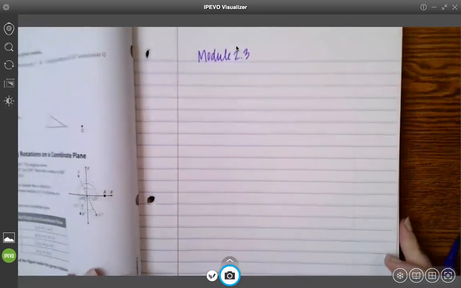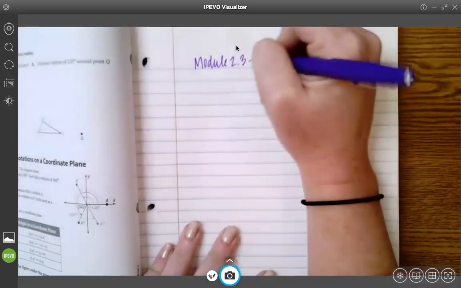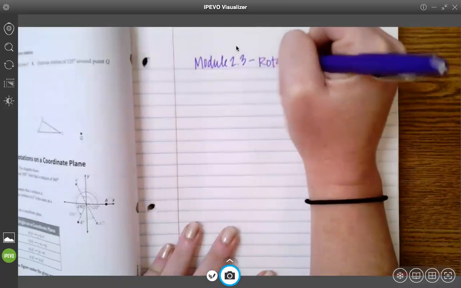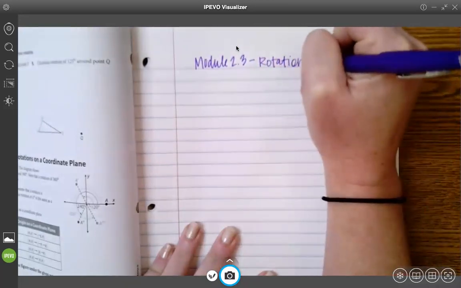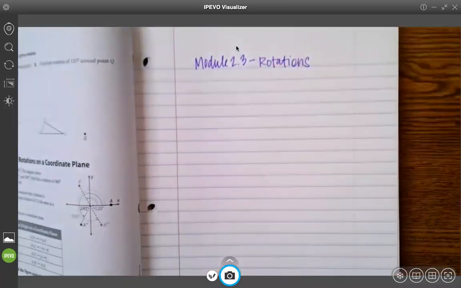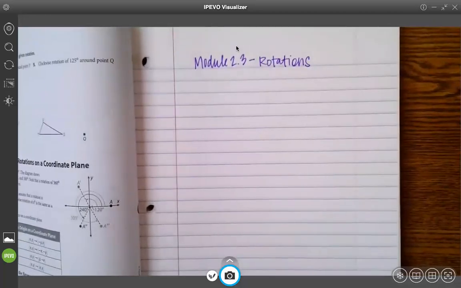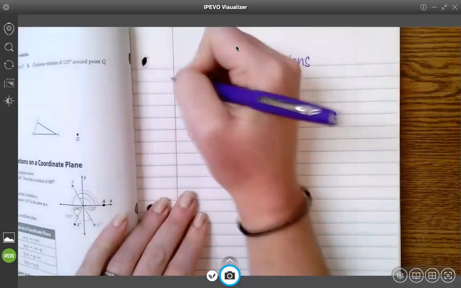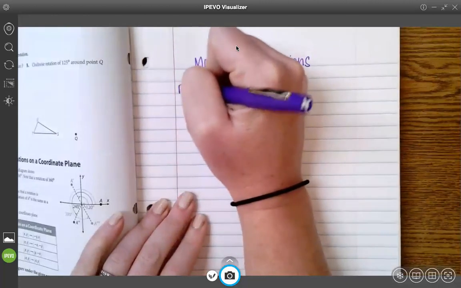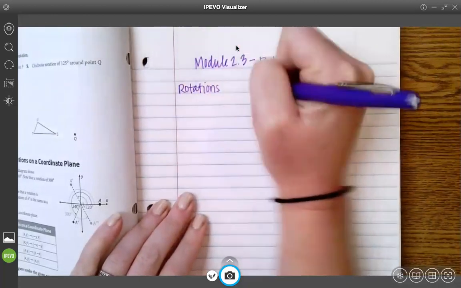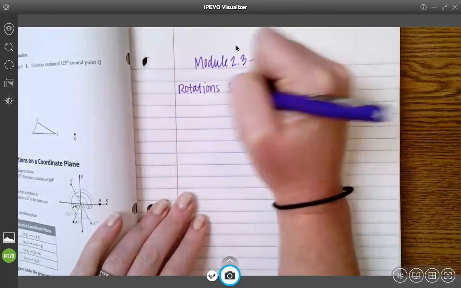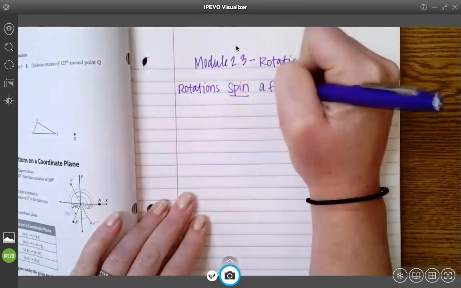Module 2.3 is about rotations. And rotations are another form of transformation, much like the reflections and the translations that we did last week. Rotations are a spin. Let's write that down. Rotations spin a figure.